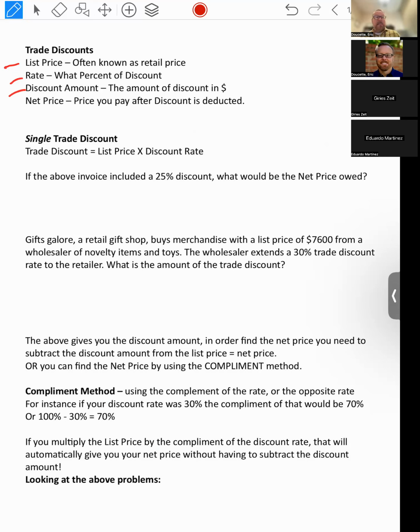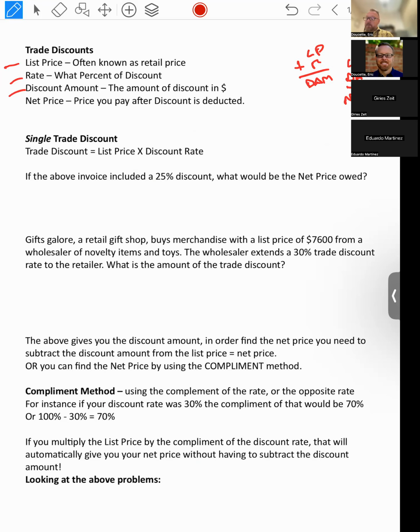And then your net price is the price you pay after you deduct the discount from the list price, right? So basically you have your list price times the rate gives you your discount amount. And then your discount amount is going to be subtracted from the list price. That's going to give you your net price. So those are terms you need to be familiar with and what they mean. Net price is what you actually pay.